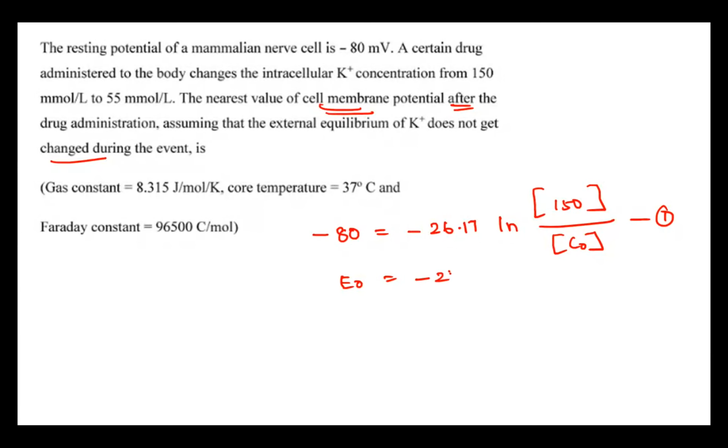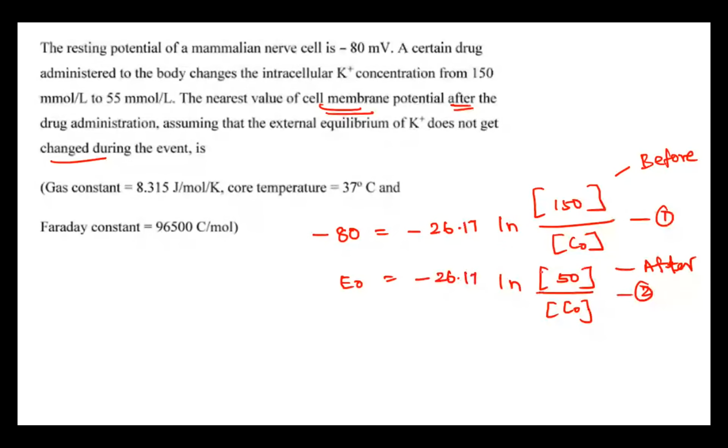For this, the same minus 26.17 ln of, I have here after administrating, we have 50. This K plus has not changed, so I take it as it is. So this equation is for before, this is for after. Okay, you keep the right hand side as it is, just divide the ln part, because both of these are equal, so I can take the common as it is.